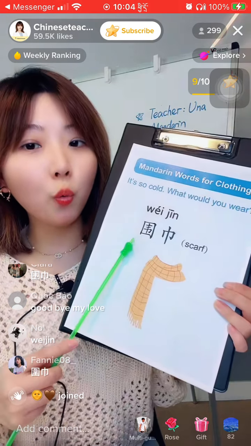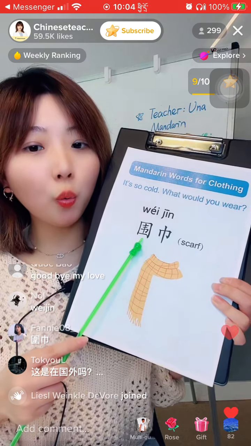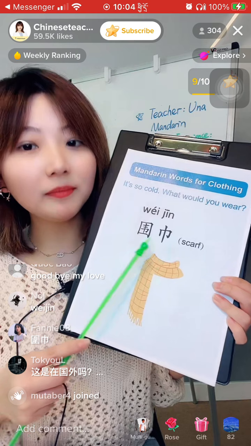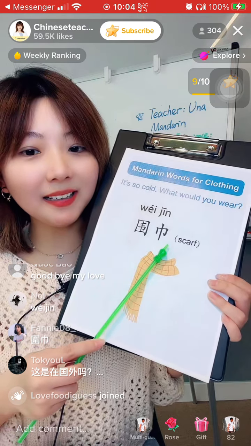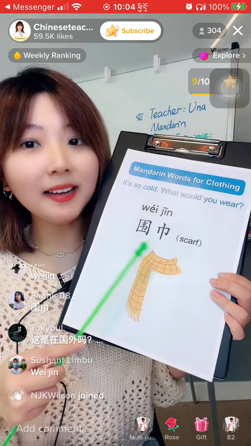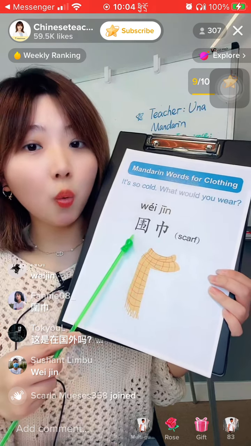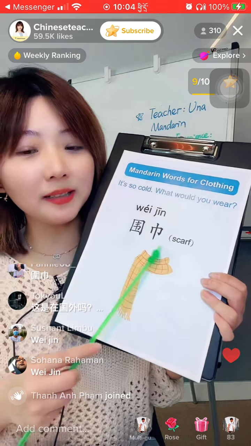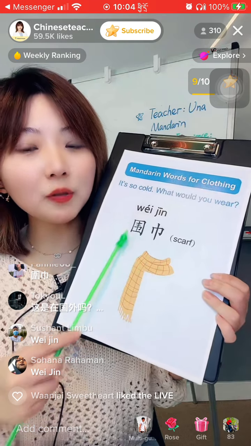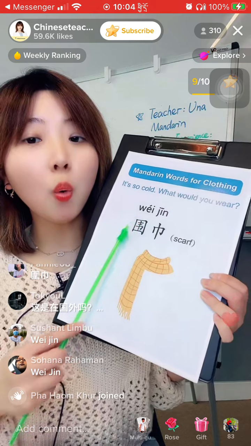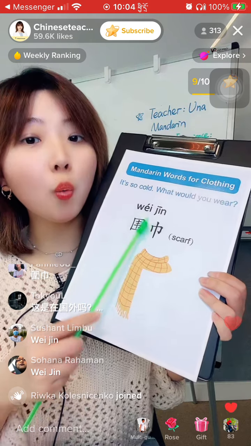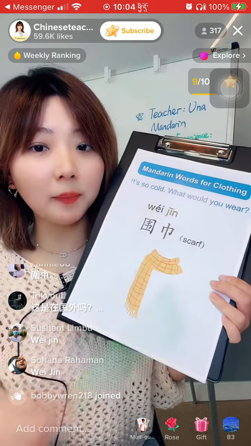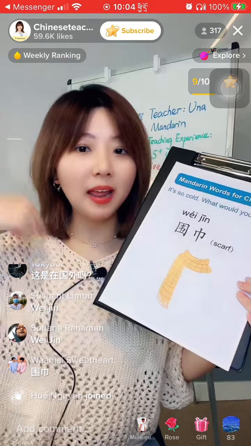OK, no idea, lots of you already know that. Good. So scarf, in Mandarin we say 围巾. Scarf. Two characters. 围巾, okay? First one is 围. Do you know actually this character, 围, is a verb? It means to wrap something around the neck.